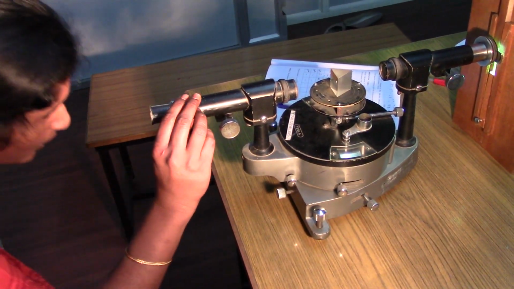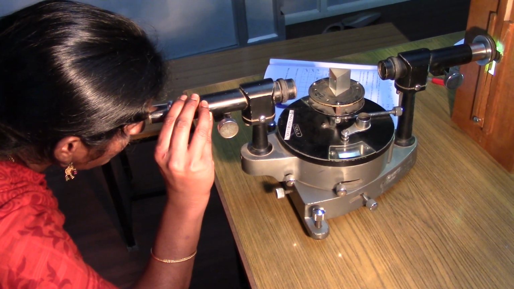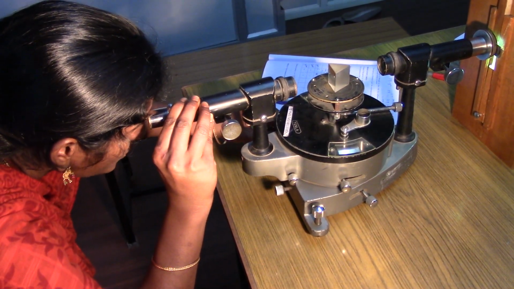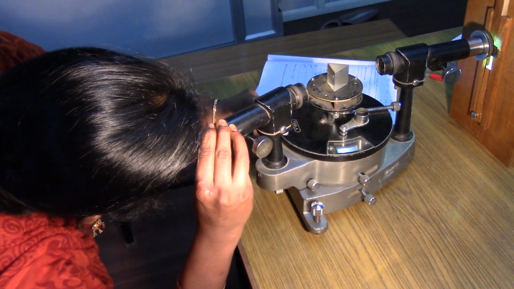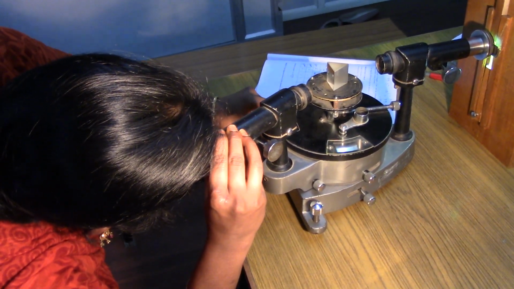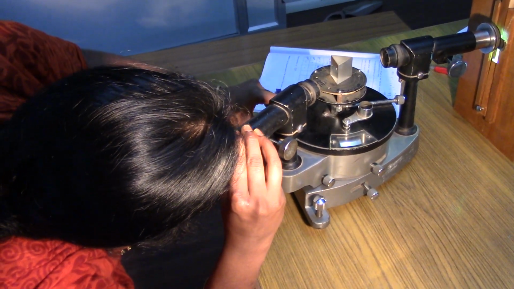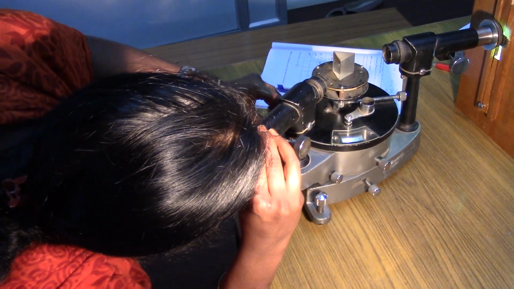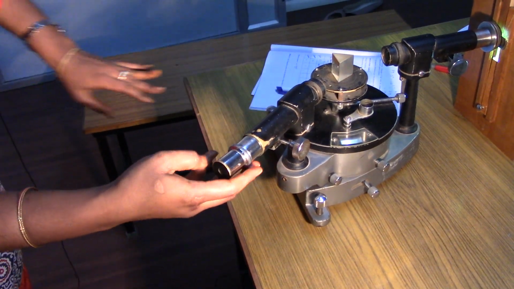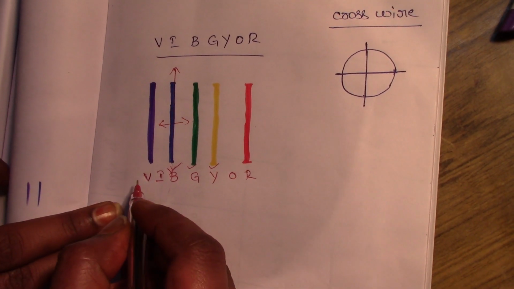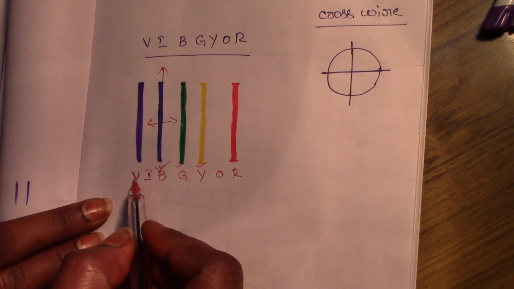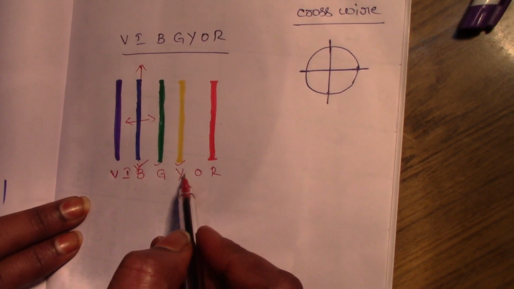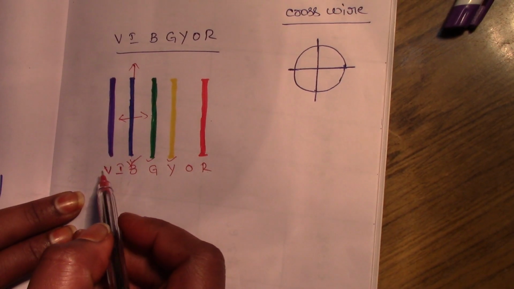So to observe that VIBGYOR spectrum, you need to move this telescope towards the rough surface end of your prism. Slowly you need to move the telescope until you see the VIBGYOR colors in the telescope. Yes, now I got the colors. Here I am showing you the VIBGYOR spectrum on the paper. So like this you will get the spectrum in the spectrometer: violet, indigo, blue, green, yellow, orange and red.